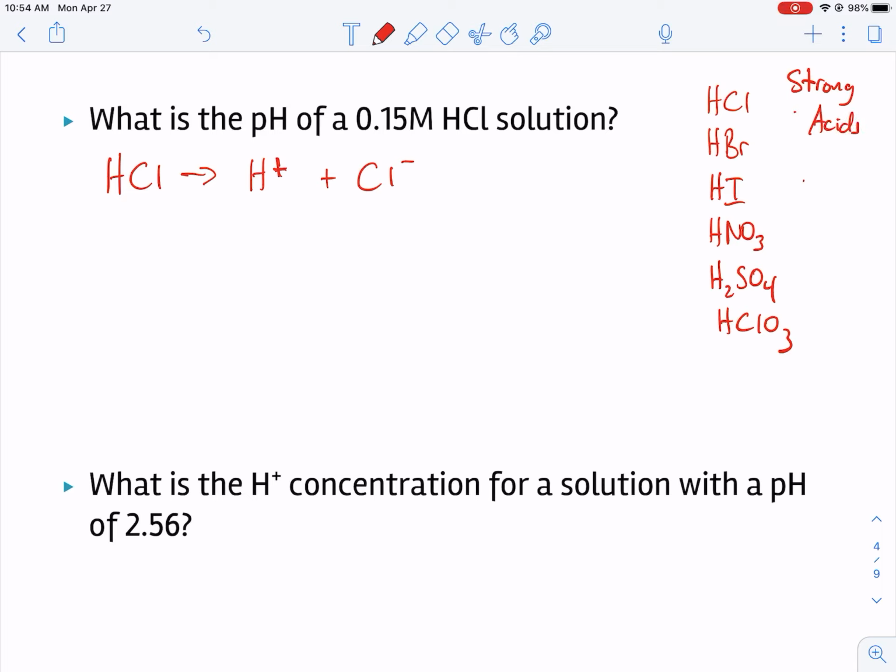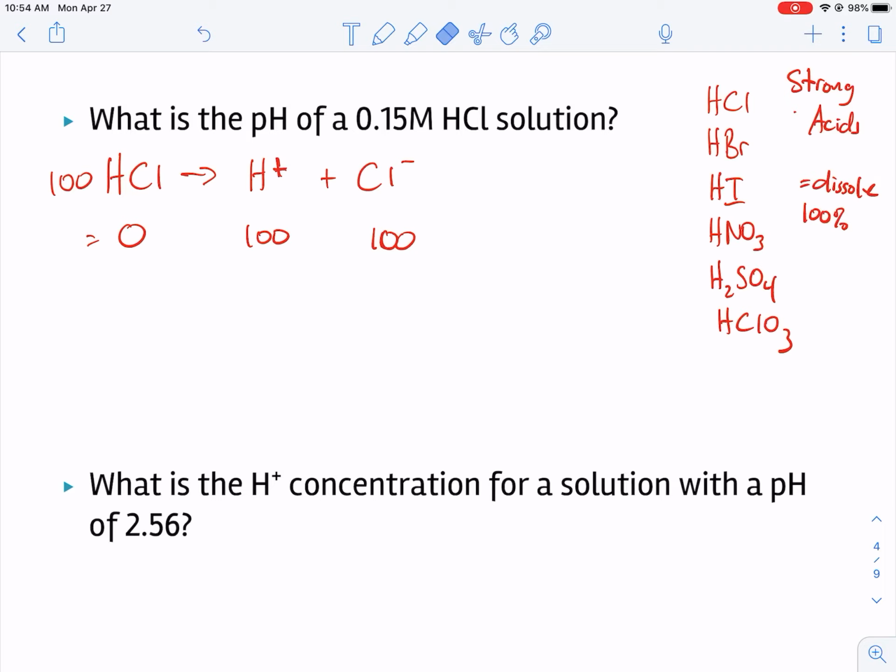And they basically will dissolve 100%. When these things hit the water, if I had 100 of these, in the end, I will have 0 of these and 100 here and 100 here. Okay? That's what a strong acid does.